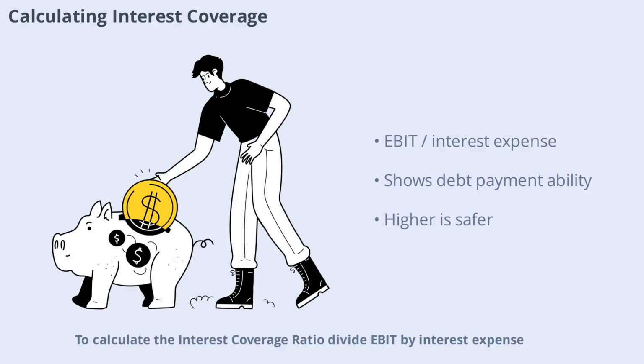To calculate the interest coverage ratio, divide EBIT by interest expense. For example, if EBIT is $100,000 and interest expense is $20,000, the ratio is 5. This means the company earns 5 times what it needs to cover interest payments. A ratio above 2 is generally considered safe, but this can vary by industry and economic conditions.